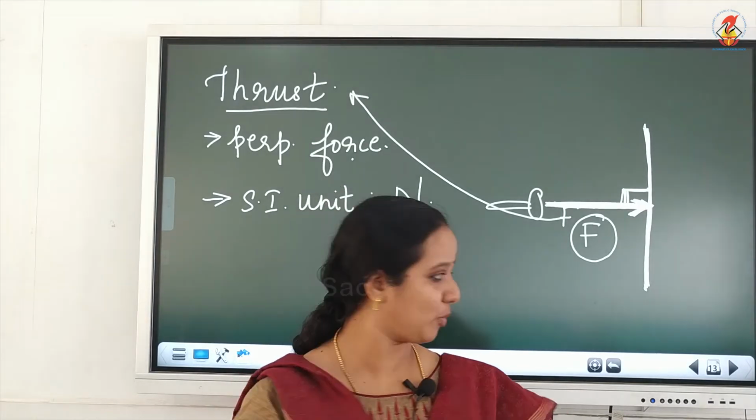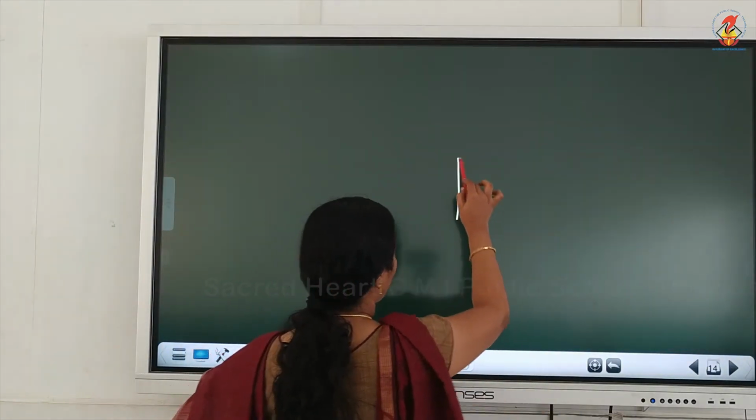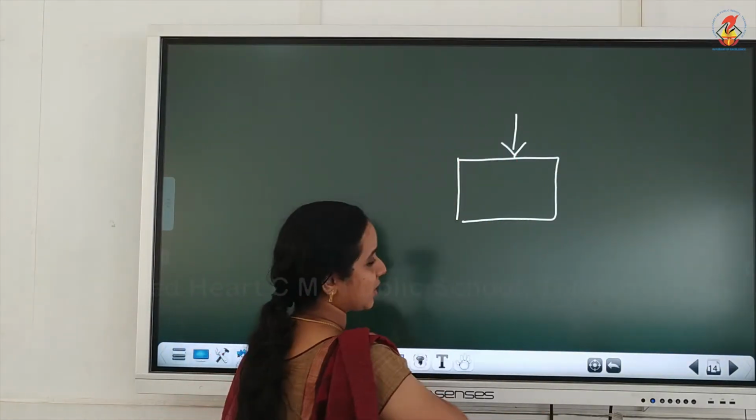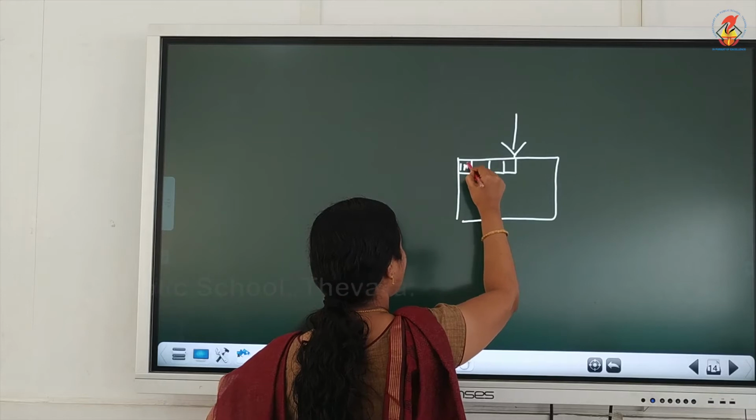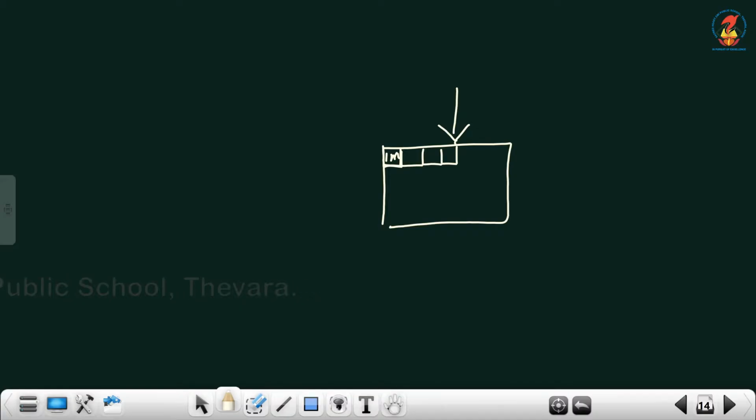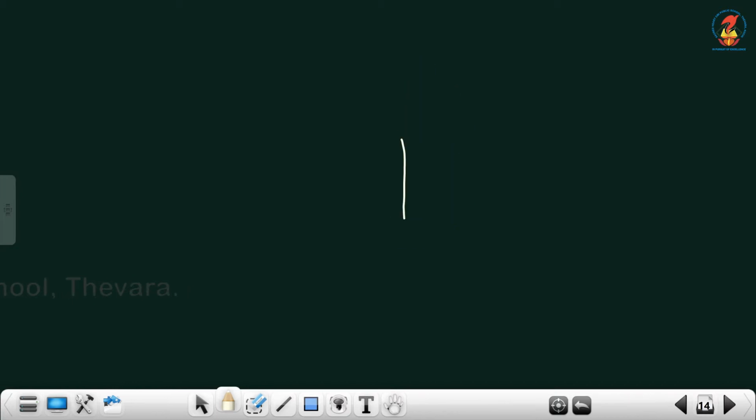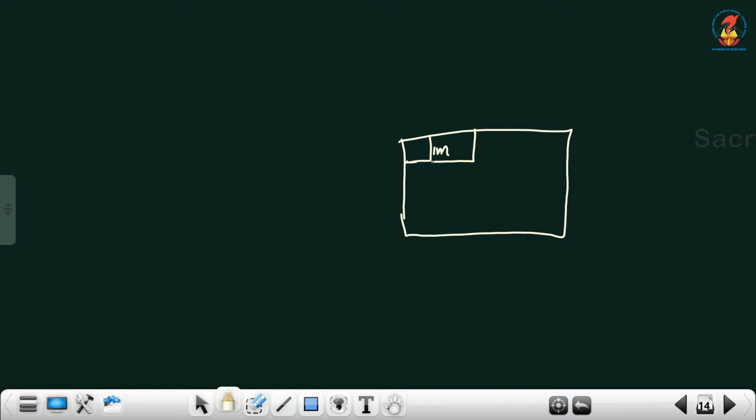Now, in other words, we can say that pressure is the force or the thrust acting per unit area. Suppose you are applying a force onto an object. This whole object can be divided into squares of side 1 meter. The area of the small square is 1 meter square, and the force experienced by this small portion of area is known as pressure.